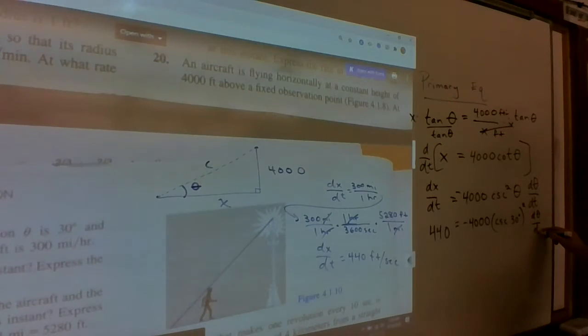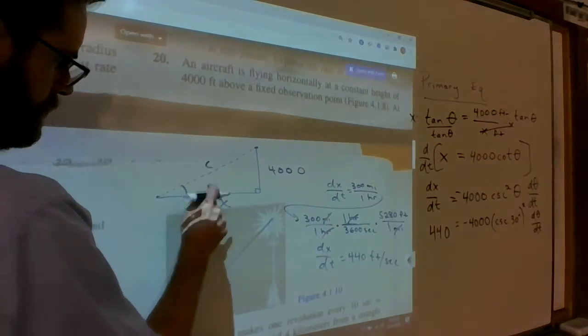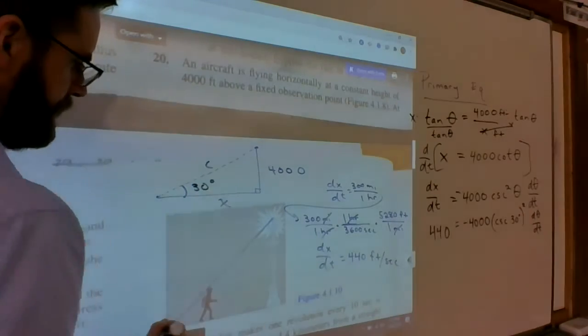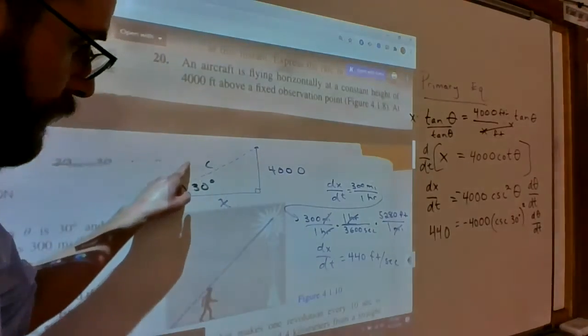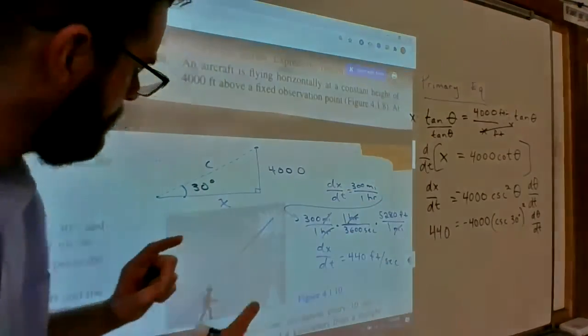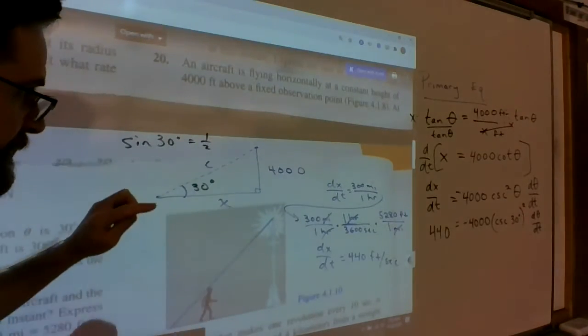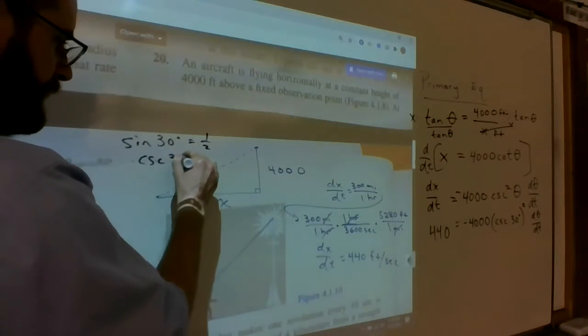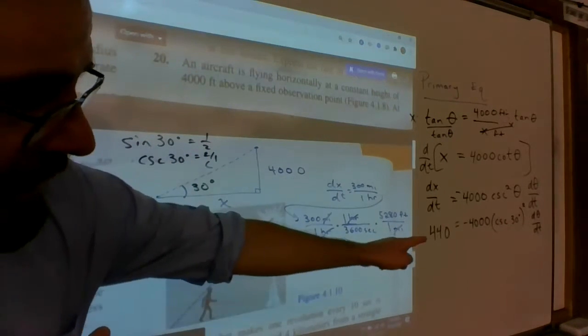440 equals negative 4,000. Now, it says at the instant that theta is 30 degrees. So I'm looking for the cosecant of 30 degrees, and I'm squaring that number times d theta dt. Now, when you think about a 30-degree angle here, I could use the sine of 30 degrees equals 4,000 over c, right? That's what sine is, and cosecant is just the flip of sine.